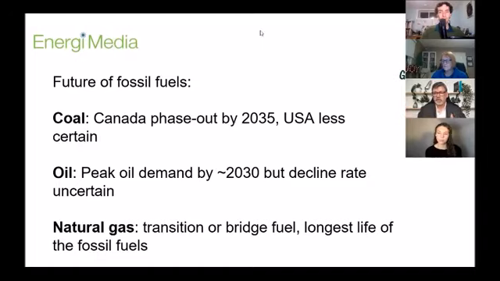And every time they raise their forecast, they're always conservative. And then they have to raise them again. So my personal take on this is that we're going to see peak oil demand maybe before 2030, maybe even as early as 2025, 2026. And the decline rate is going to be steeper than we anticipate. And of course, that has all sorts of implications.